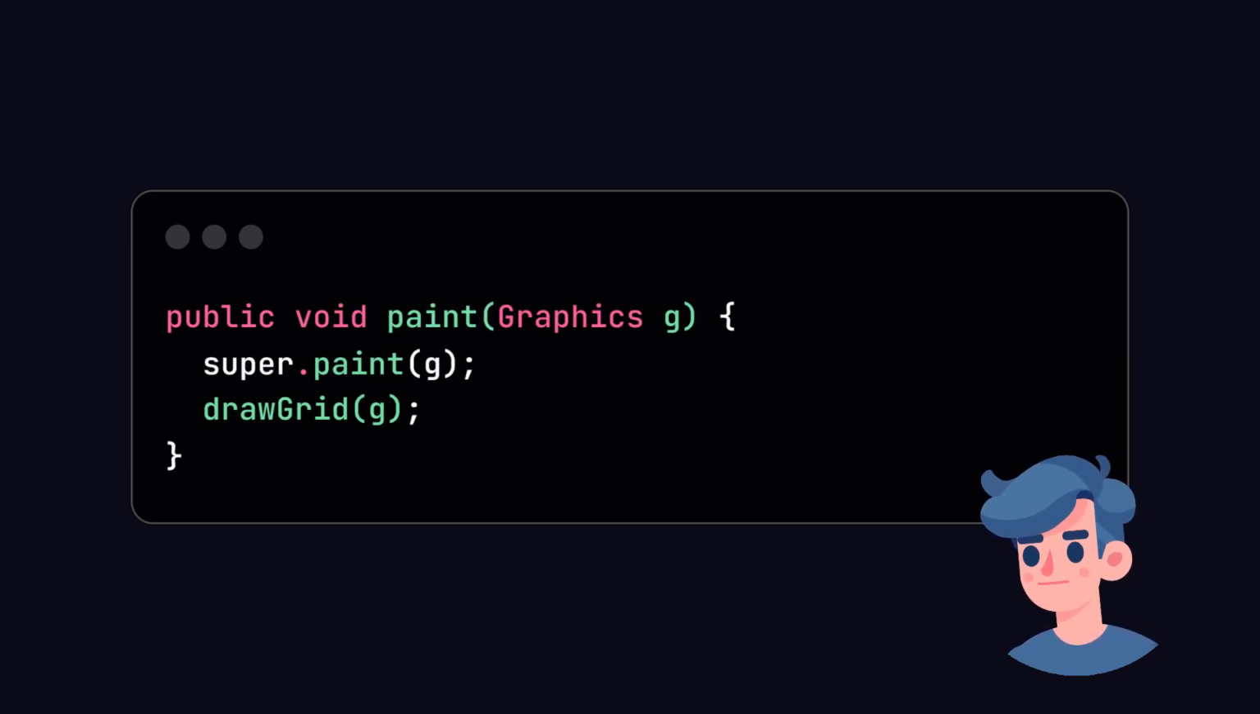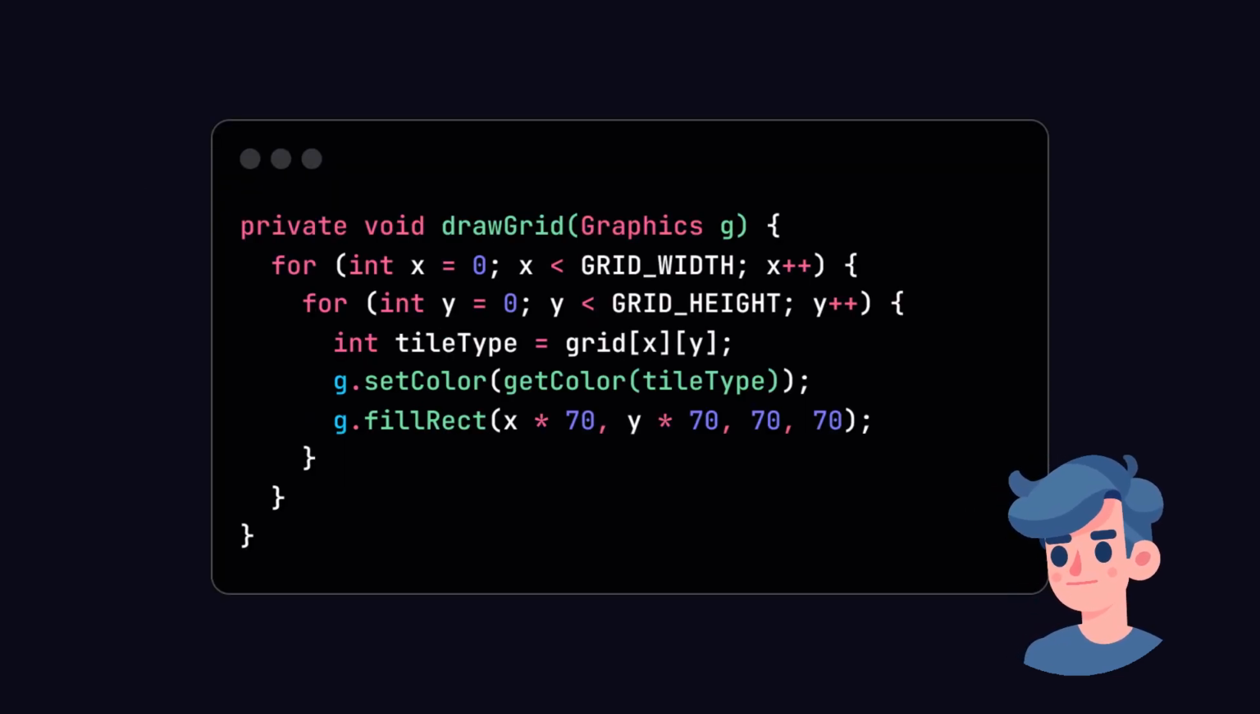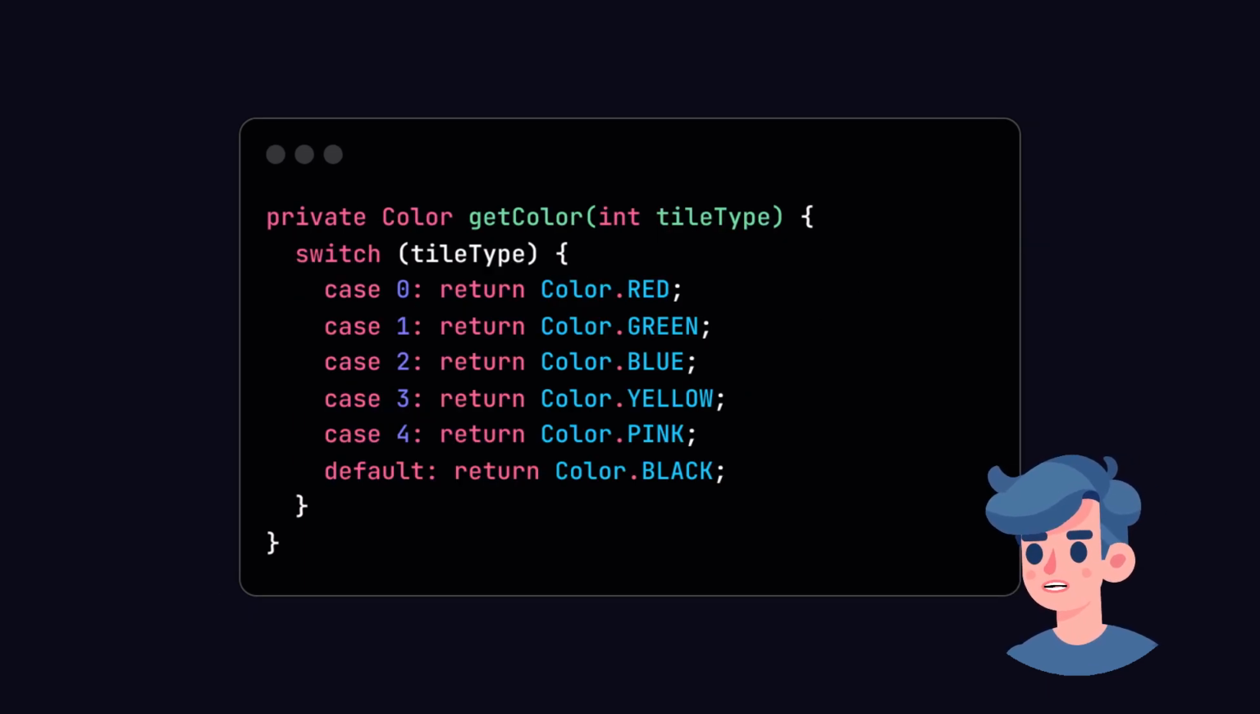Now we need a method to draw the grid. We will override the paint method of the JFrame. Create a new method called paintComponent. Next, implement the drawGrid method. In this method, we'll draw rectangles for each tile based on its type. We can use a helper method, getColor, that returns a color based on the tile type.